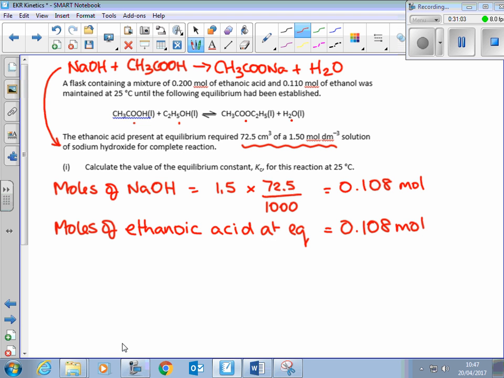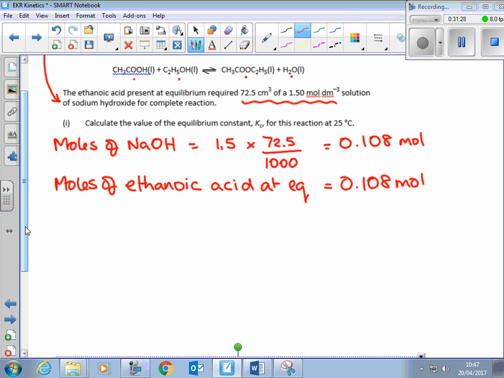How much did we start with? And how much reacted? Oh, sorry, how much is left? So it's that minus that. This is another calculation. We've been working out the other bits. Yes, makes more sense.